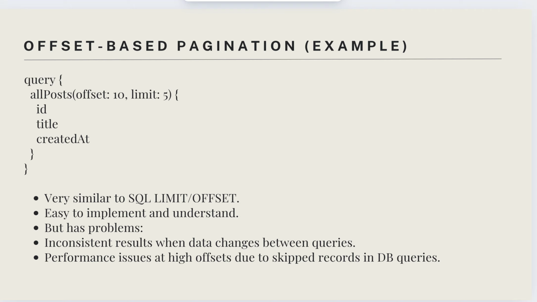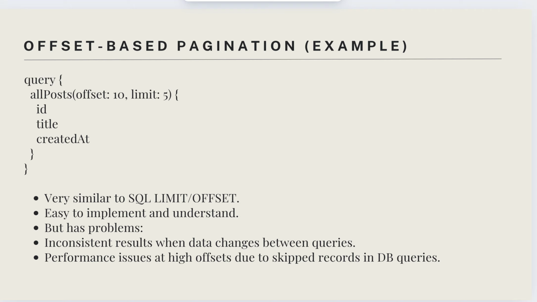Offset based pagination is simple and familiar, especially if you're coming from SQL or REST APIs. For example, here we fetch 5 posts starting from offset 10. This means skip the first 10 posts, then return 5. This maps well to SQL's limit and offset syntax and is very easy to implement in resolvers.